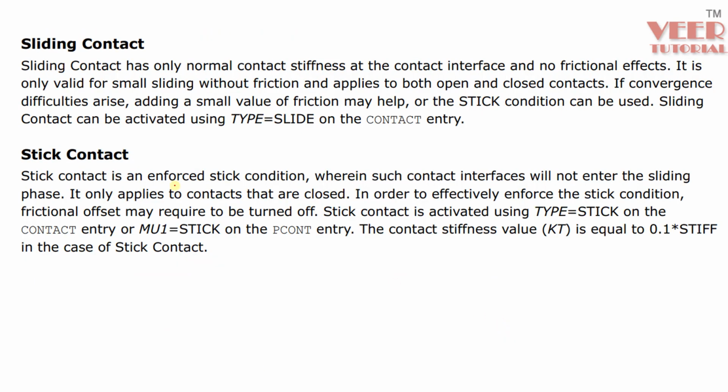And then we have sliding. Sliding means two bodies can have a little bit of movement between them, there is a contact interface, and we consider there is no frictional effect. It is valid only for small sliding, meaning very small sliding, with a value of 0.1, etc. It can be applied to both open and close contact. If convergence difficulty arises, we can add a small value of friction.